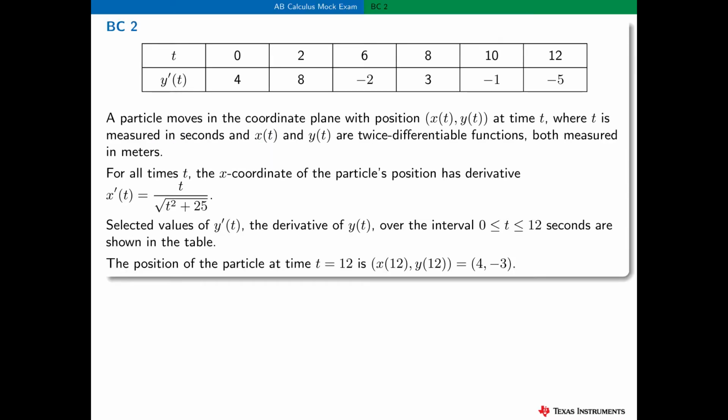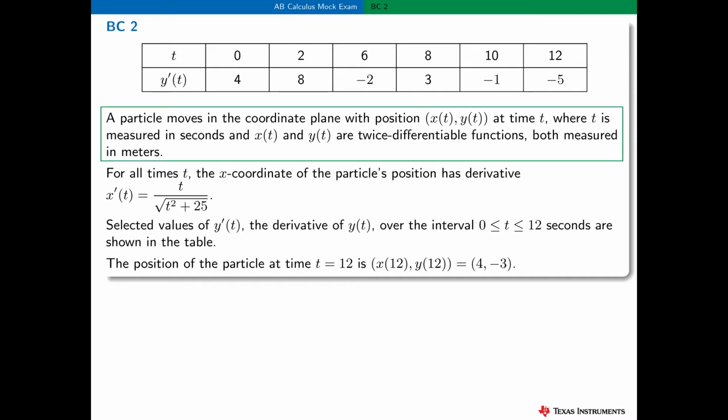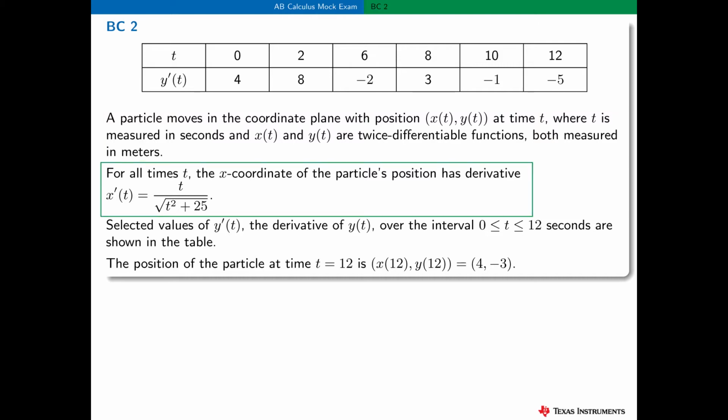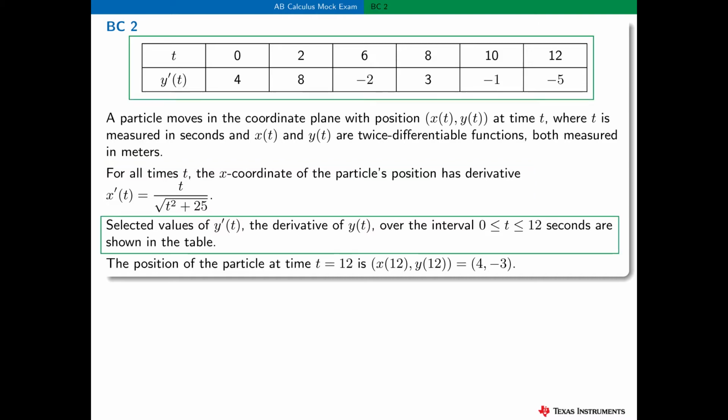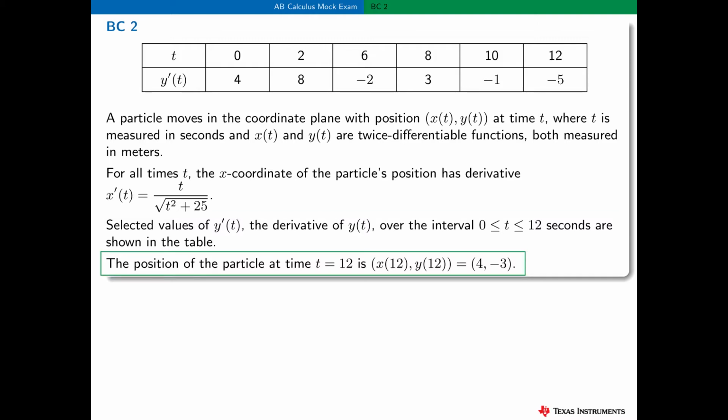Form BC Question 2 involves a particle moving in the plane. Its position is given by a vector-valued function, x of t, y of t, at time t, where t is measured in seconds, and x and y are twice differentiable functions, both measured in meters. We are given a symbolic expression for the derivative x prime of t, and we also have selected values of y prime of t given in the table. And in addition, we know that the position of the particle at time t equals 12 is (4, -3).